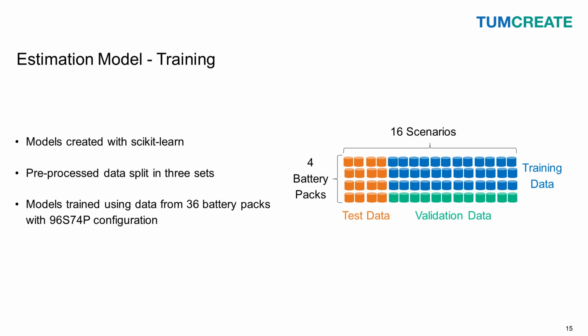So the training was done on 36 of these battery packs. And the validation was done on a completely different set for these scenarios. What you can see over here is that we split our data from our test data in a way that we apply scenarios that the machine learning model has never seen before. So completely different usage case, and so it is quite new for it.